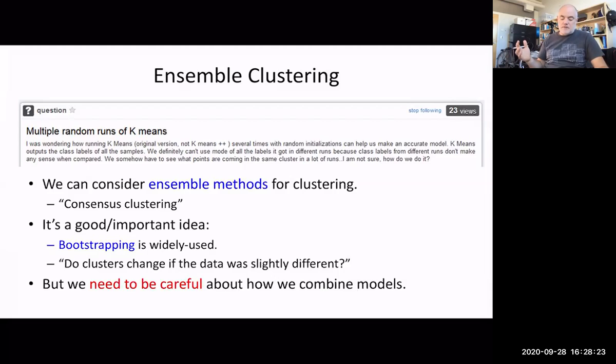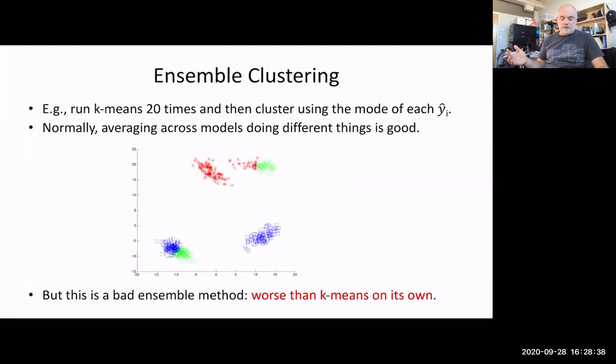Bootstrapping is one of the mechanisms that's used, right? And really the kind of question you can ask is, do clusters in some way change if the data was slightly different, right? But we need to be careful, and this is the part about how we combine models, and it has to do with label switching and invariances, right?